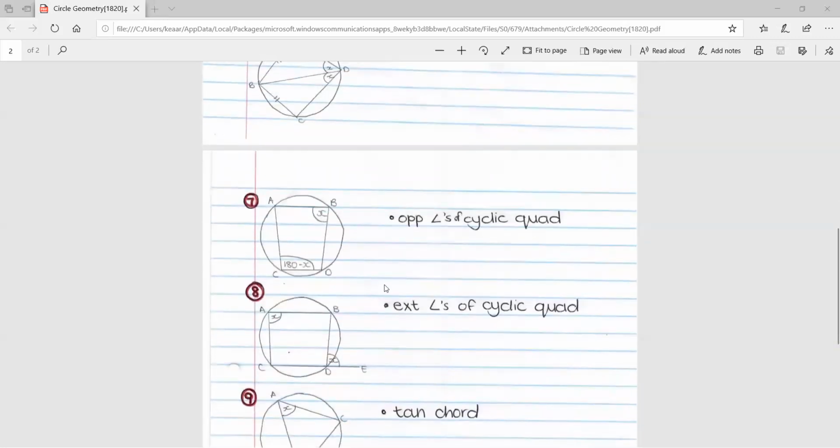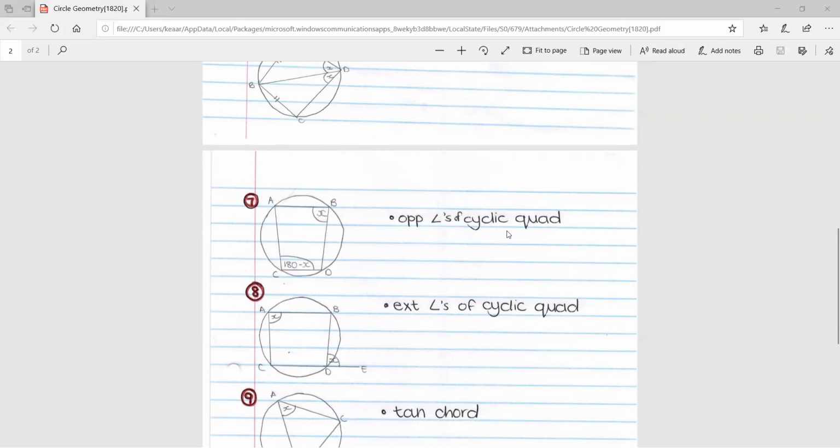Then Theorem 7 is involving our cyclic quad. We have A, B, C, D, our cyclic quad over here. This theorem states that if angle B is x, angle C is going to be 180 degrees minus x. It basically means the opposite angles of a cyclic quadrilateral add up to 180 degrees.